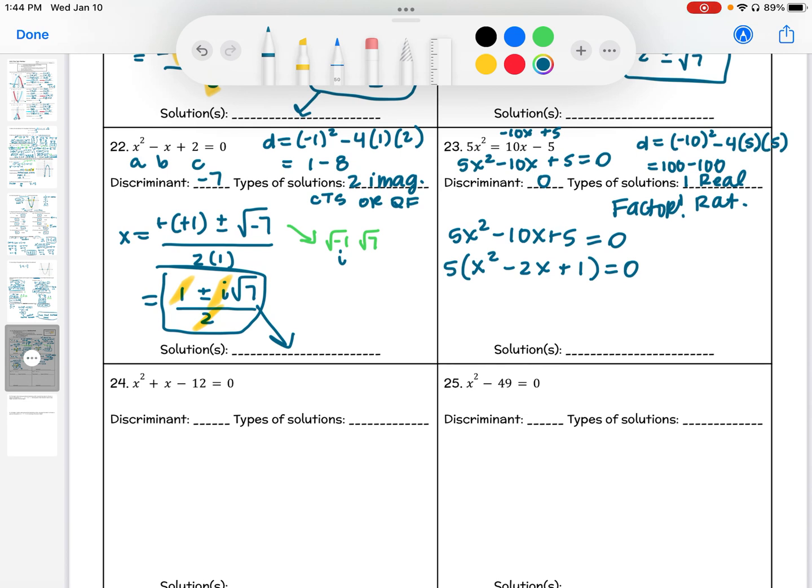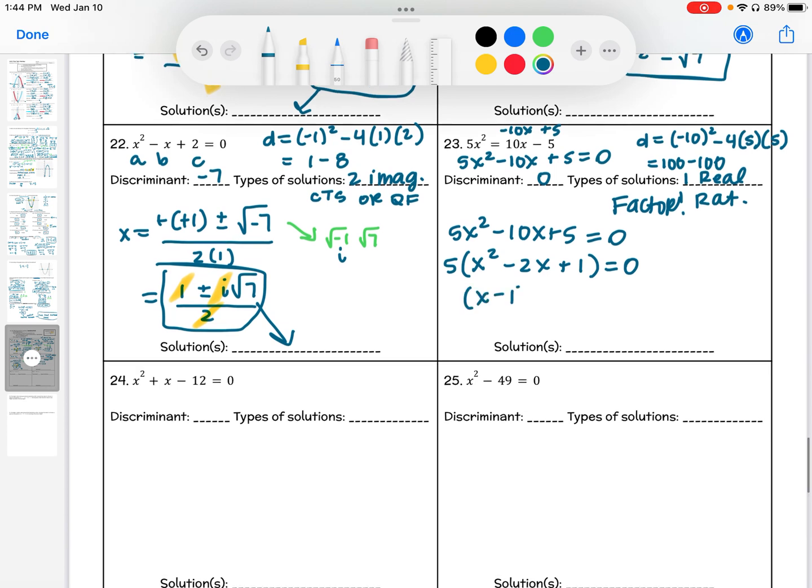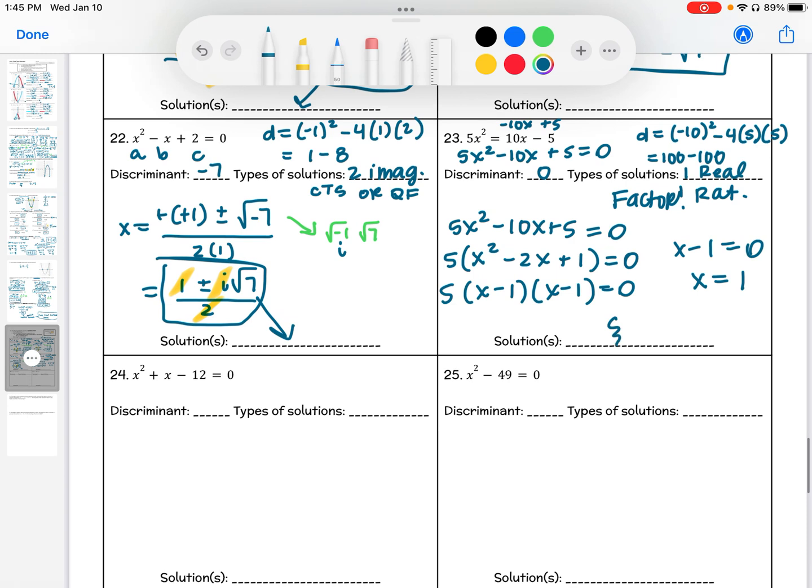So let's factor what's inside the parentheses. So what will multiply to 1 and add to -2? In this case, it would be x minus 1, x minus 1. And because they're the same, and once we set it equal to 0, the GCF doesn't matter. So all we have to do is just set one of those equal to 0 and then solve for x. So x would equal 1. And that's the only solution that we have, one real rational solution.